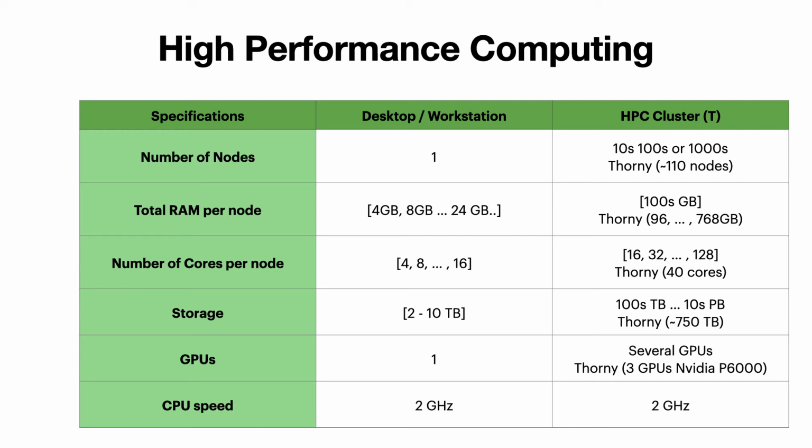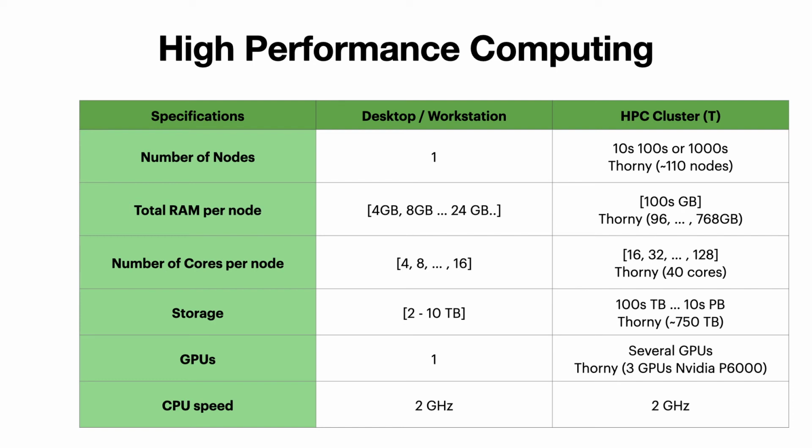So on your computer you have probably 4, 8, 16 cores. On a cluster, the numbers typically start around 16. On Thorny Flat, most of our compute nodes have 40 cores. There are some nodes with 24, but the majority of them are with 40 cores per node.